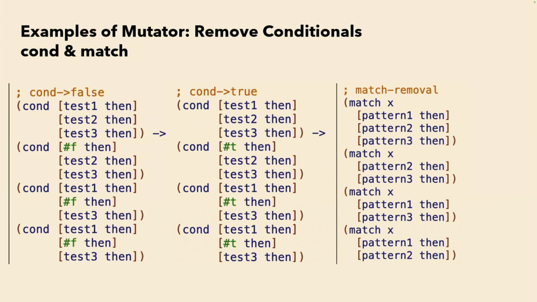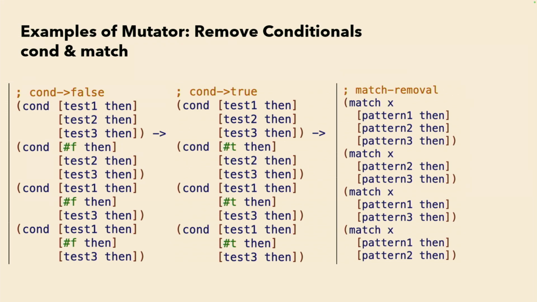And then there are 2 more that align closely with PIT. There's the cond to false and cond to true. Hopefully these are pretty self-explanatory now. Basically, you have a cond with a bunch of tests. You replace the tests with a false each place it could go. So with 3 tests, I would create 3 mutants, and I exclude those branches from running. And then the cond to true, I would once again force a branch to run by mutating it to a true.